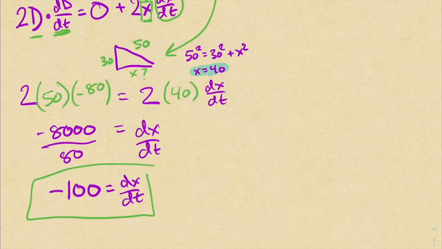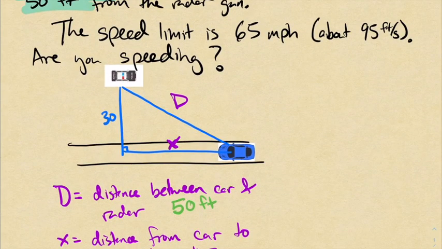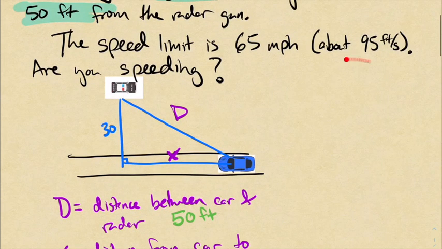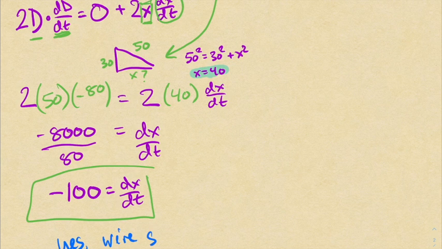So knowing a value for dd/dt, we found that dx/dt is minus 100, that is, this leg of the triangle is shrinking at 100 feet per second. Or another way to say that is this car is moving to the left at 100 feet per second. Well, if the speed limit is about 95 feet per second, then the answer is yes, we're speeding by about 5 feet per second. Oops. I don't know how that translates into miles per hour.